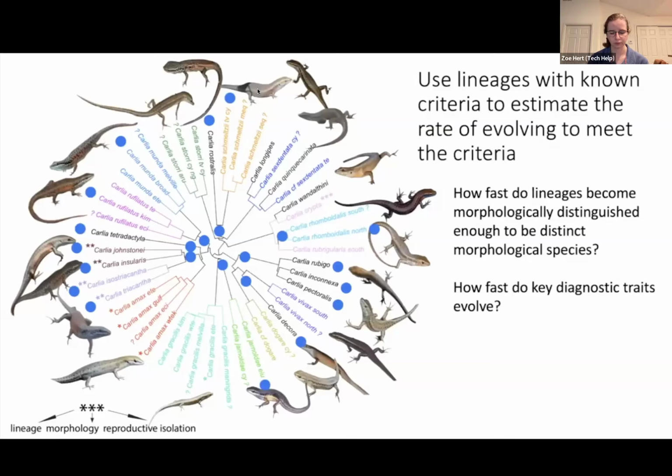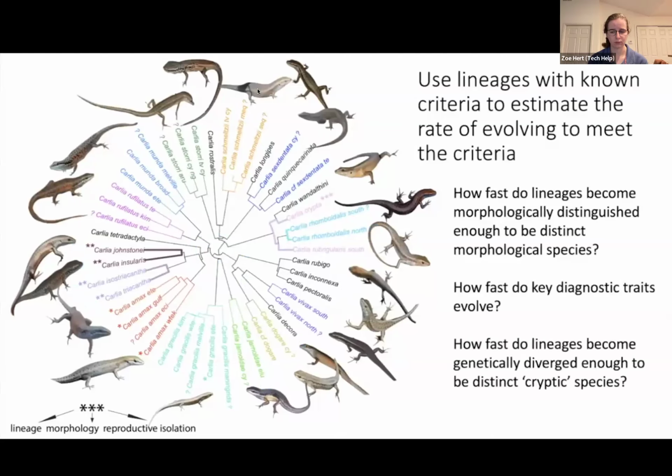For example, males with blue throat color are preferred by blue females, which suggests that the evolution of blue throat in males would co-occur with assortative mating, which would drive the completion of speciation very, very fast. And lastly, we can use the branching pattern between cryptic species in order to estimate how fast lineages become genetically diverse enough to be called cryptic species.